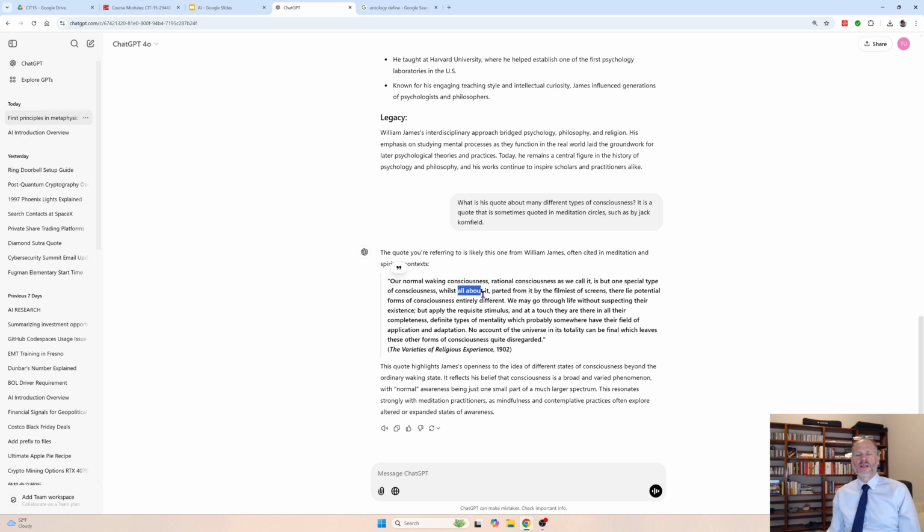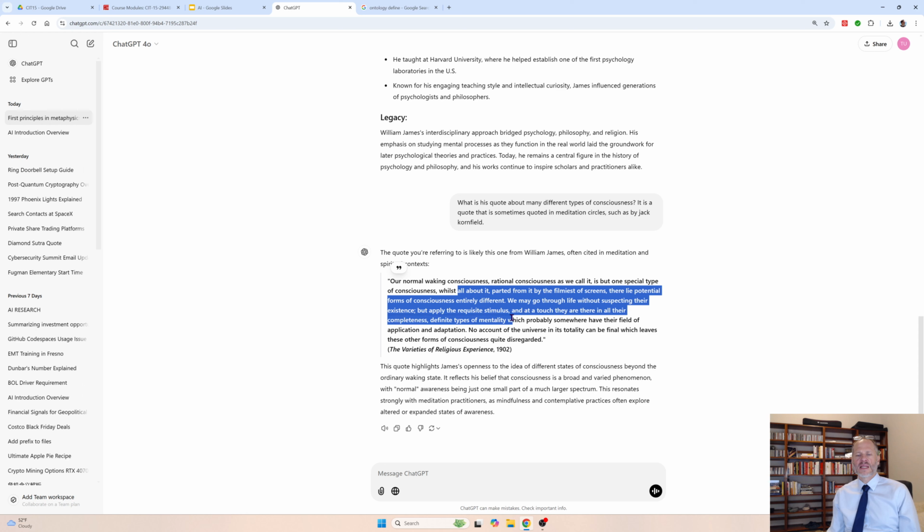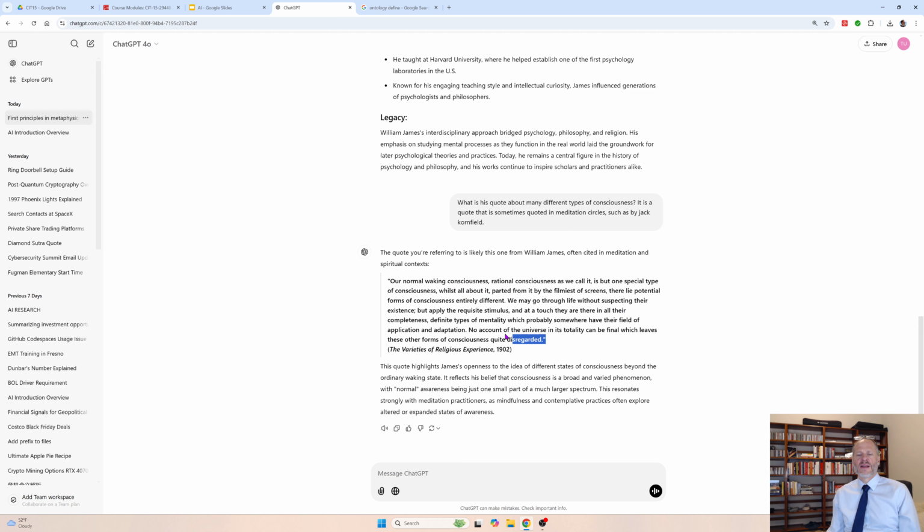Whilst all about it, parted from it by the filmiest of screens, there lie potential forms of consciousness entirely different. We may go through life without suspecting their existence, but apply the requisite stimulus, and at a touch they are there in their completeness, definite types of mentality which probably somewhere have their field of application and adaptation. No account of the universe in its totality can be final, which leaves these other forms of consciousness quite disregarded, right?